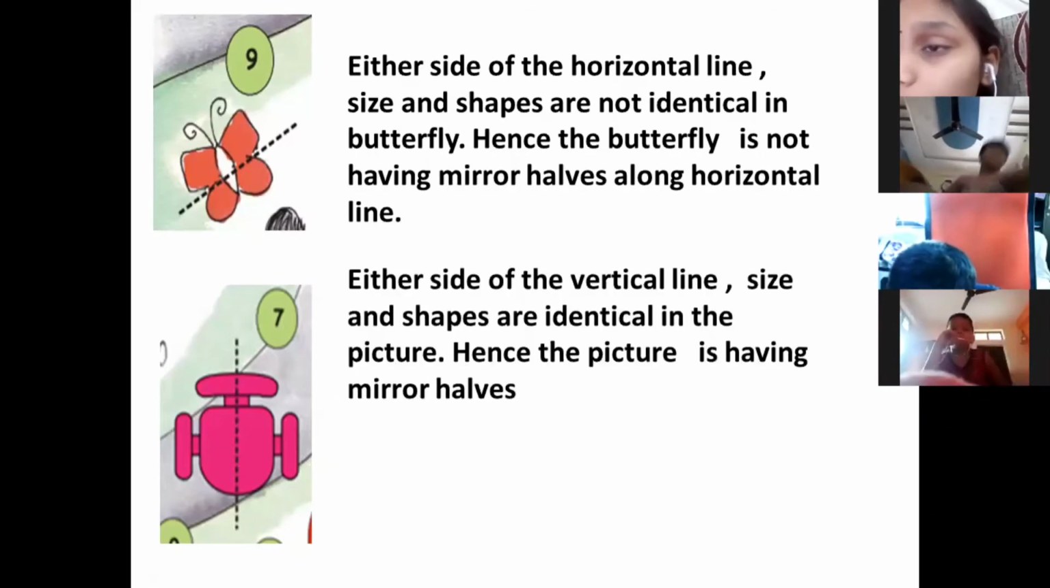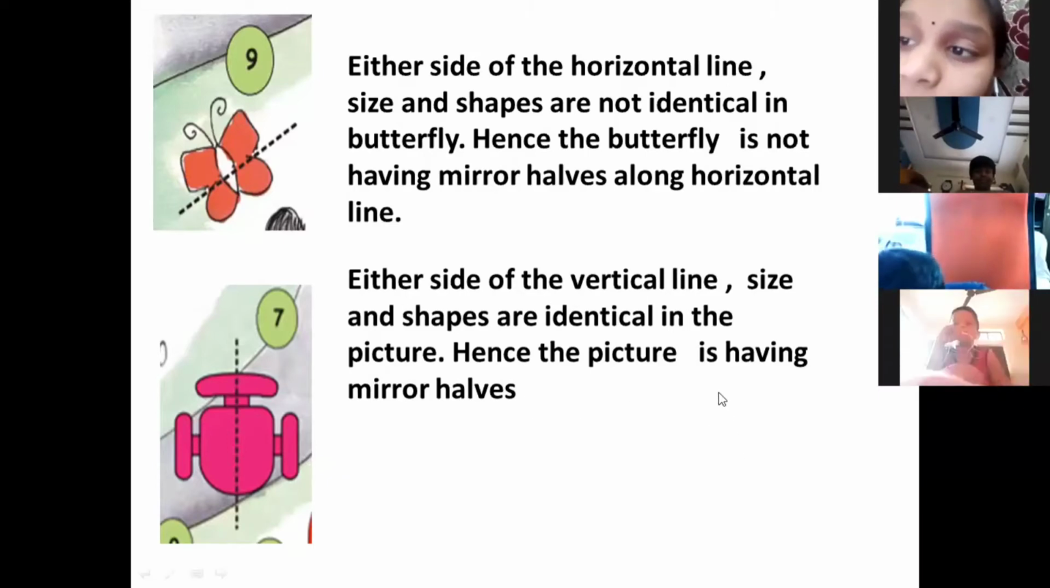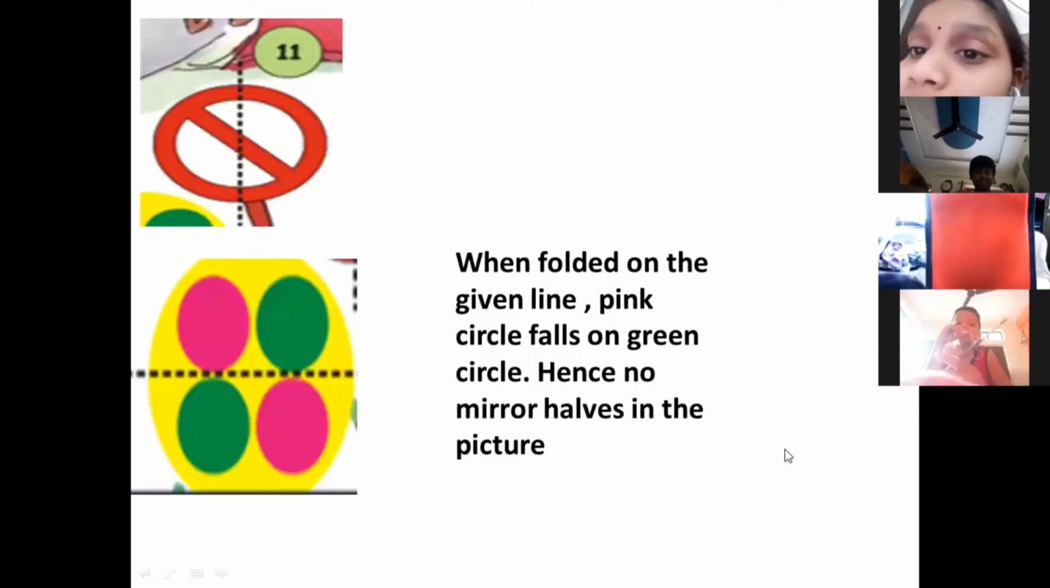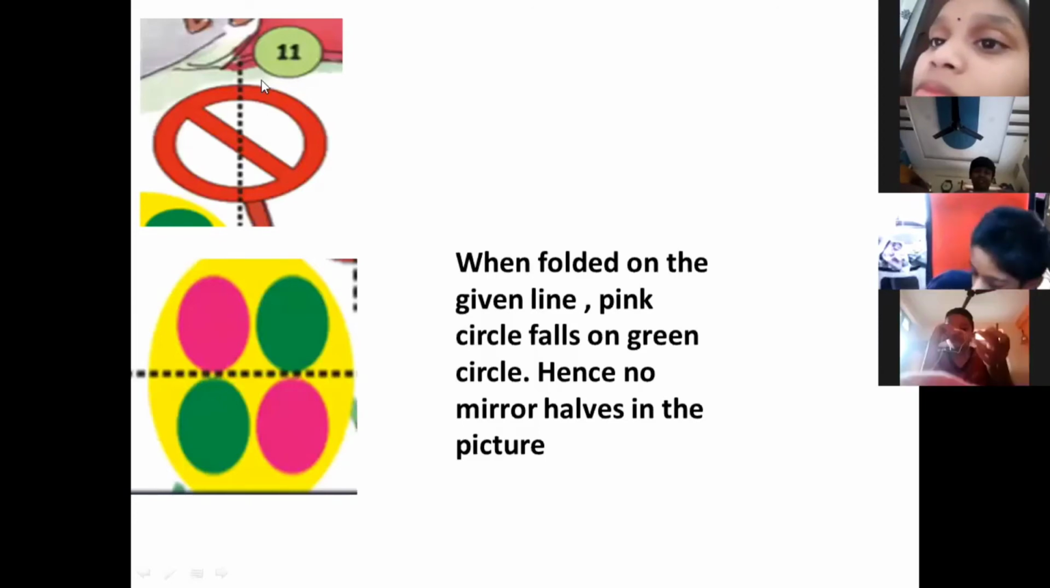The dotted line divides the given picture into two identical equal parts. So the given shape is having a mirror half. Now this one, the seventh one.